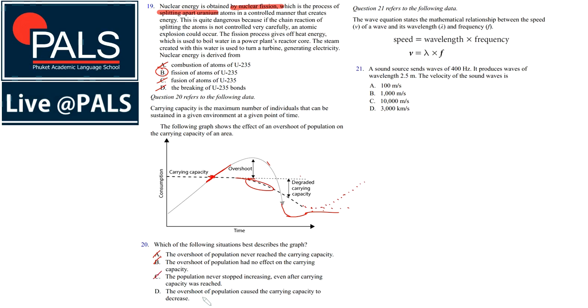The overshoot of population caused the carrying capacity to decrease. That is correct. We can see after the overshoot the carrying capacity itself decreased. So the correct answer here is D.